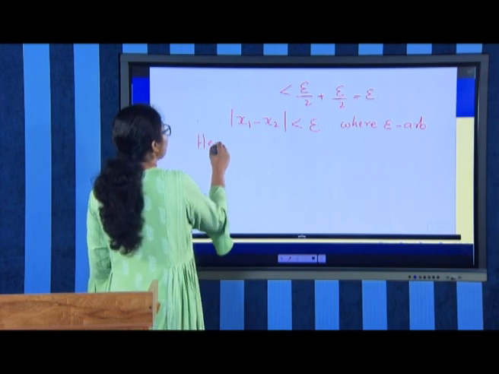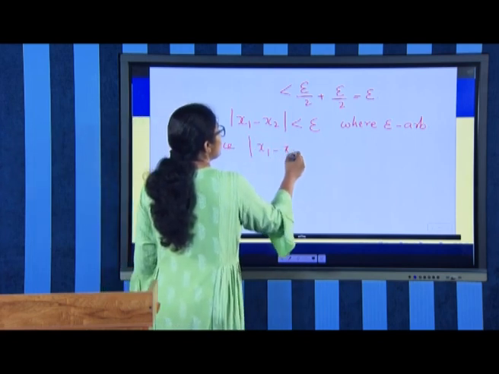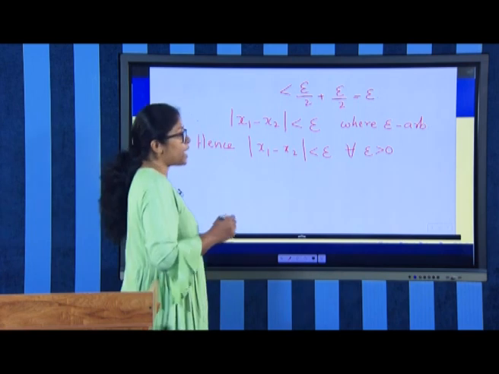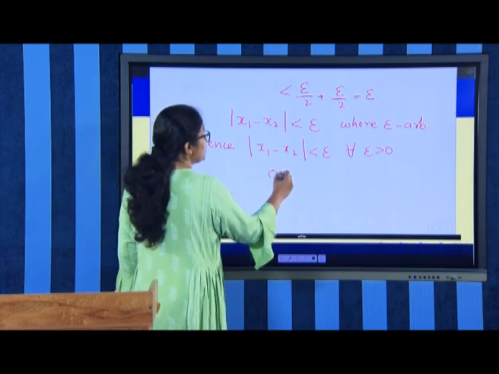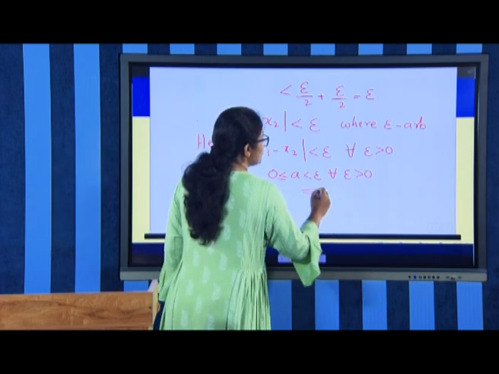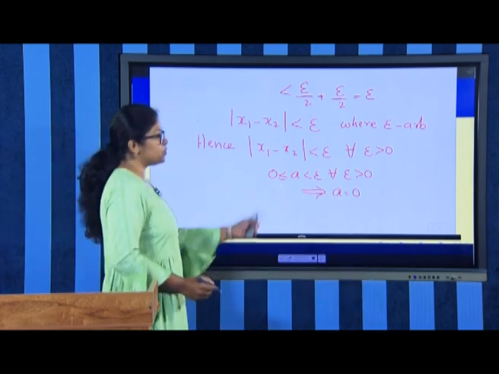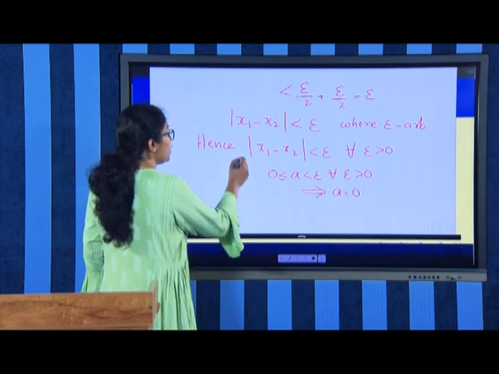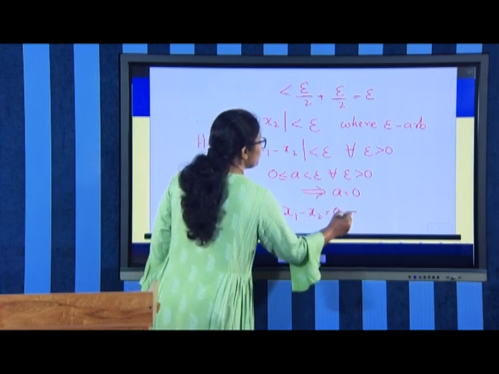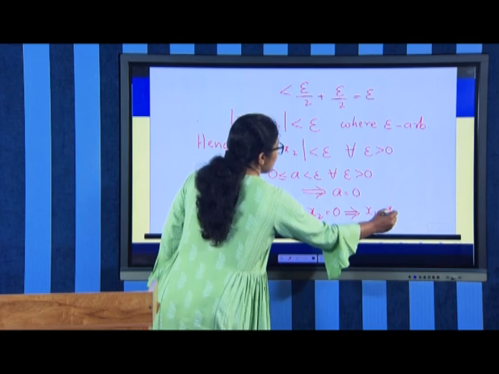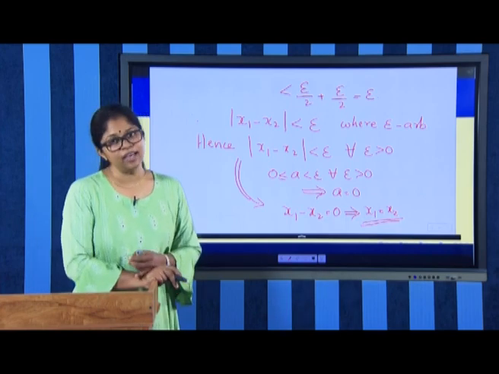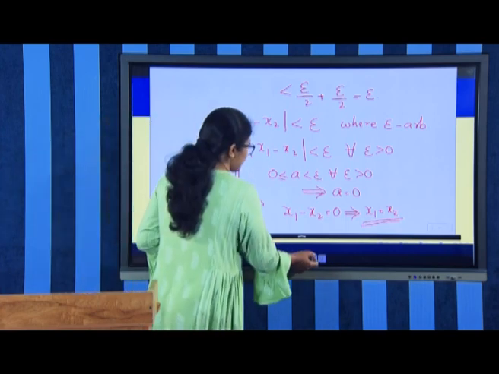Hence, we have modulus of x1 minus x2 less than epsilon for every epsilon greater than 0, and hence by the result that we have already learned, if this is true for every epsilon greater than 0, that forces A to be equal to 0. So, this is a similar condition to this one. Therefore, this forces x1 minus x2 to be equal to 0. That means x1 is equal to x2. So, we have proved that our limit, if it exists, is a unique one. So, that is the proof.